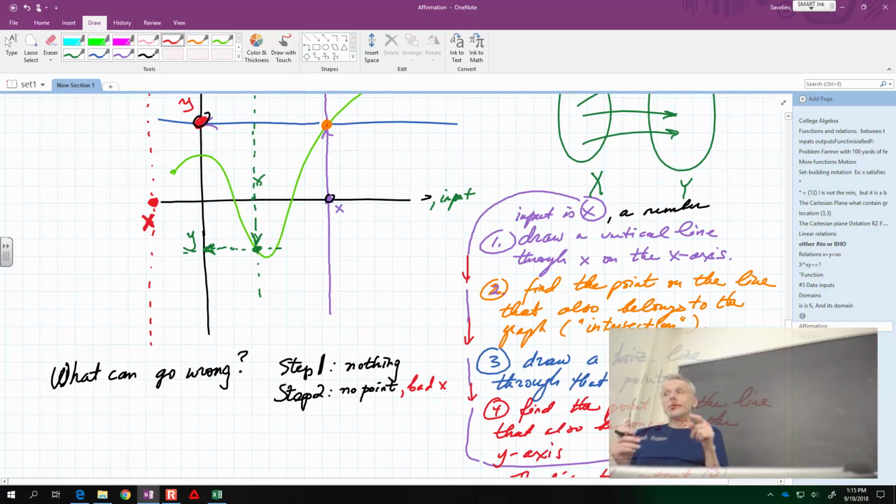The x, that line we drew, x is the original input. Then after step 1, that input becomes the line, and that line produces no output. So step number 2, under these circumstances, does not produce any output. What do we say about x?